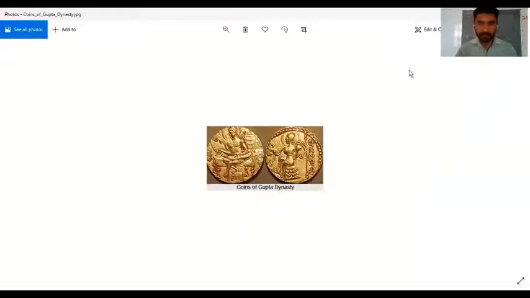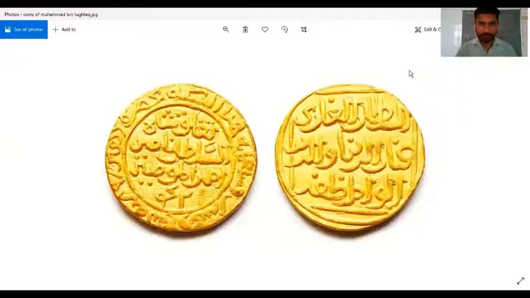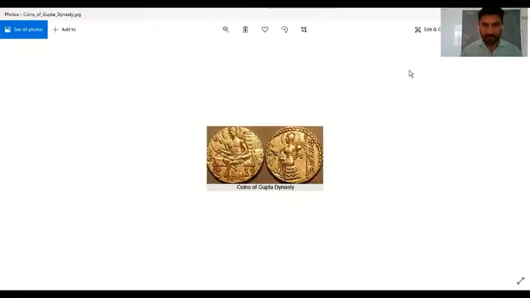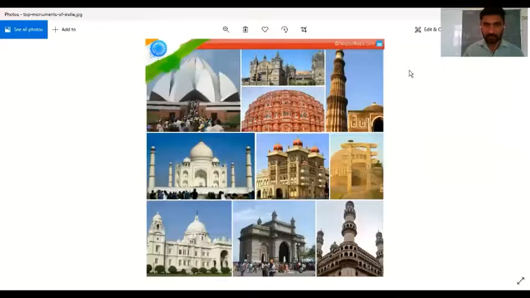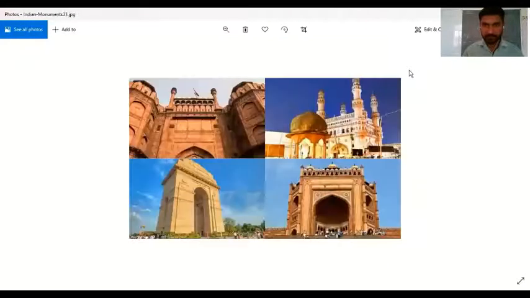These are the coins of the Gupta dynasty. See these beautiful coins issued by Muhammad bin Tughlaq. Here you can see coins of the Gupta dynasty. These coins are also very beautiful. Okay, coins are a very important source of history.